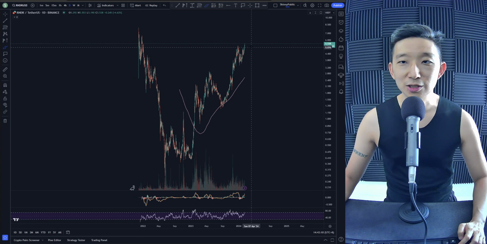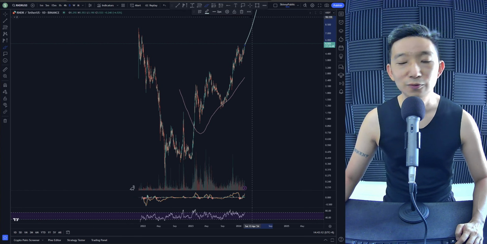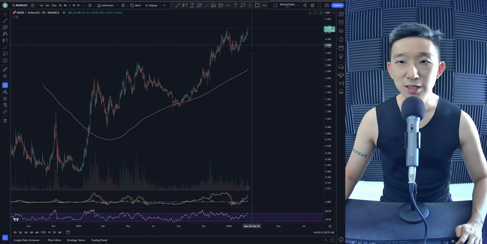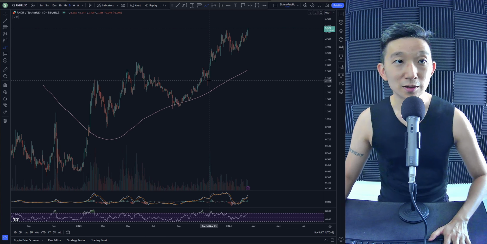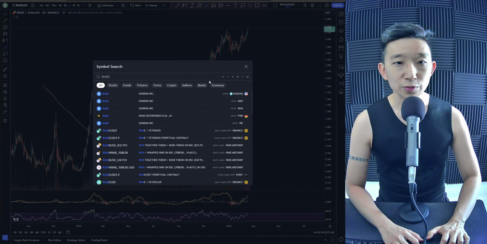Right. I mean, sure, of course, there could be surprises and we could just zip all the way up for sure. But as it stands, you don't buy things when they are overbought. Rune against BTC.